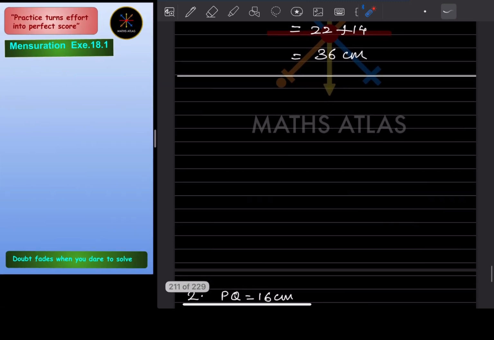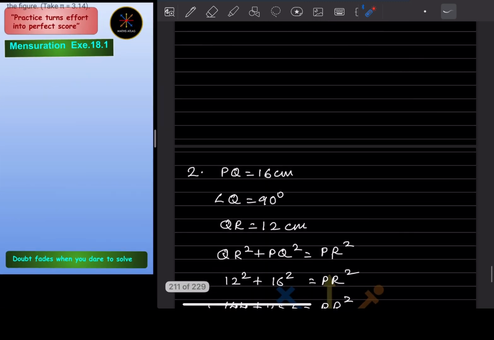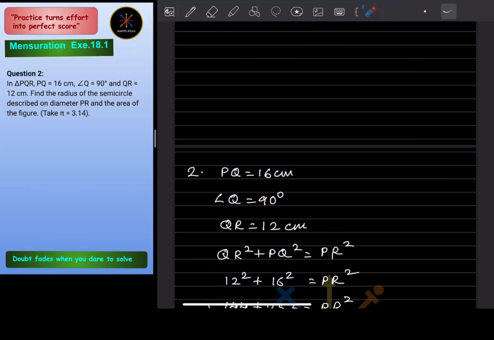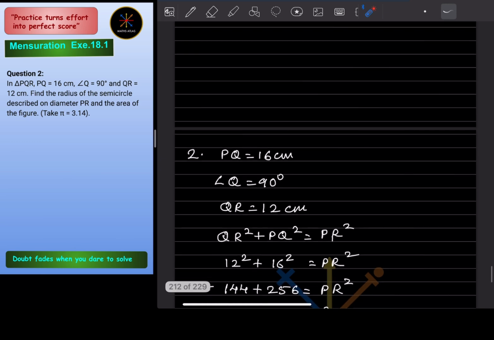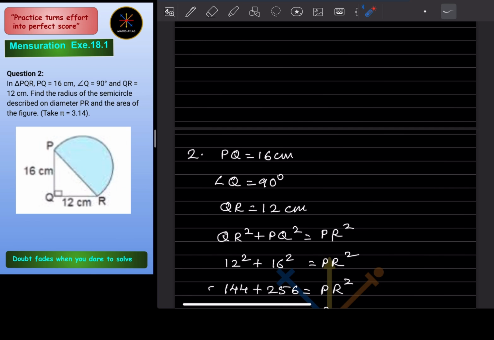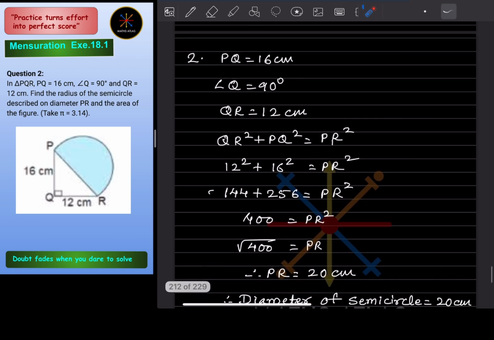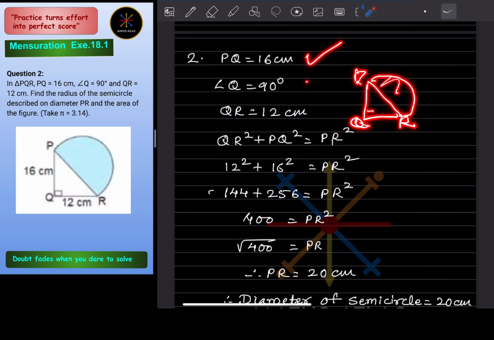Now let us go to the next question, number 2. In triangle PQR, this is the figure given. PQ is equal to 16 centimeter. Angle Q is given as 90 degree. This QR is 12 centimeter, and this is 16 centimeter. You have to find the radius of the semicircle.